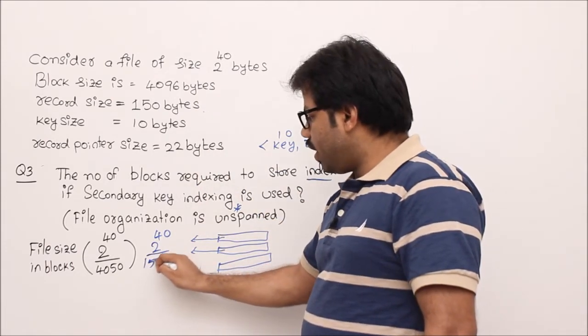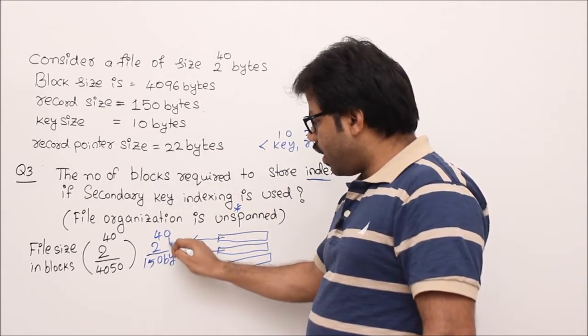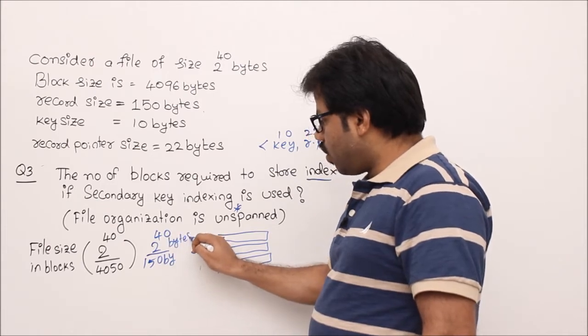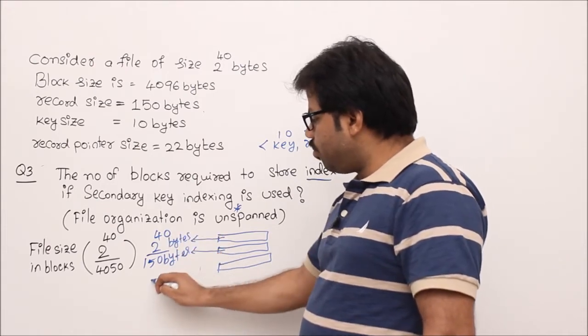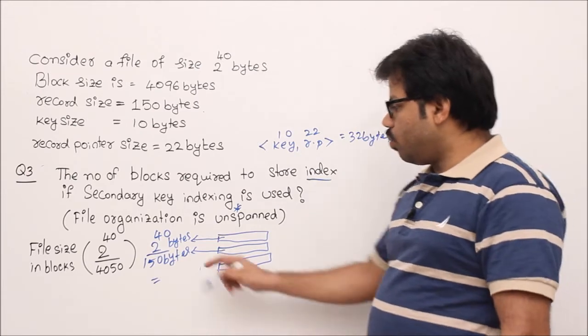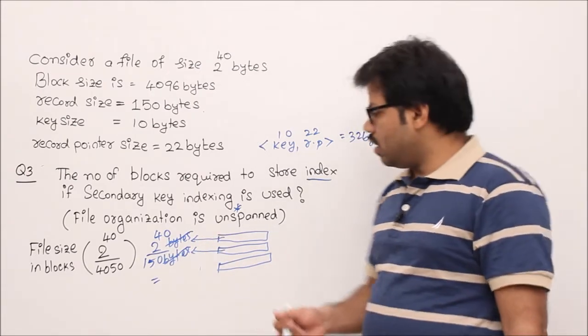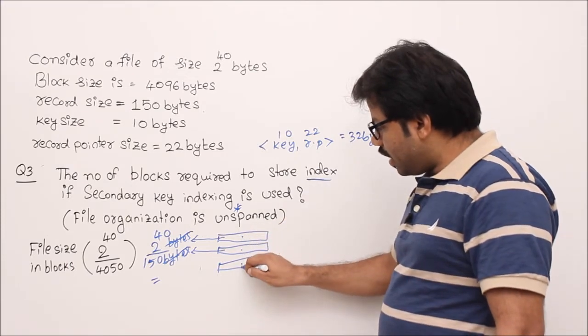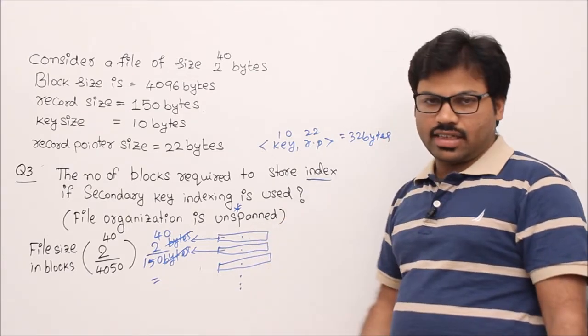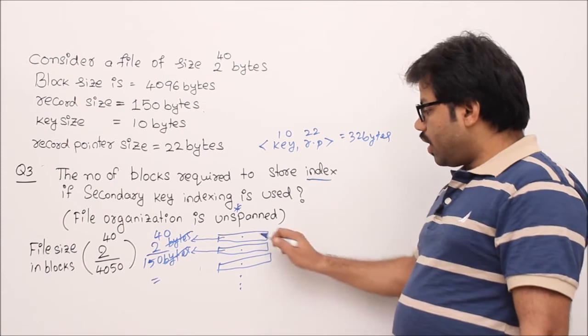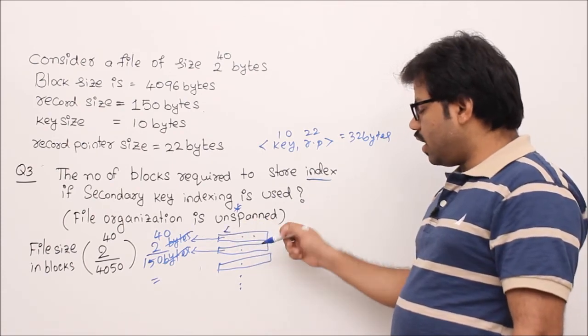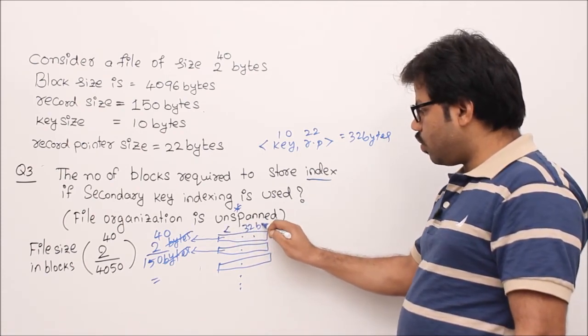150 bytes. If I divide your original file size by record size, you get the number of records. That is a simple aptitude question, correct? So 2 power 40 by 150 is the answer, the number of records. So for every record here there is an entry, that is the secondary key indexing principle. But the index record size is different here, just now we have seen 32 bytes.